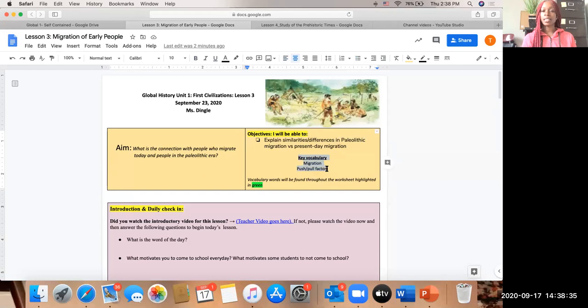The keywords for this lesson are migration, which you should be a little bit familiar with from previous lessons, and push and pull factors. Whenever these two key vocabulary words are mentioned within the lesson today, they will be highlighted in green for your attention.